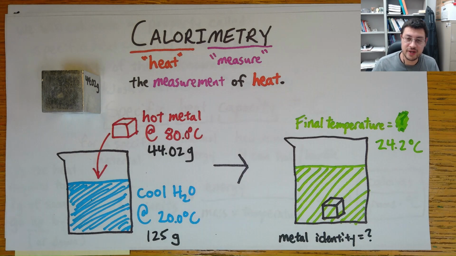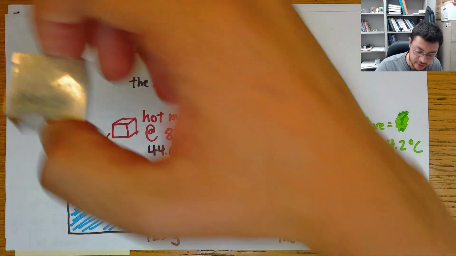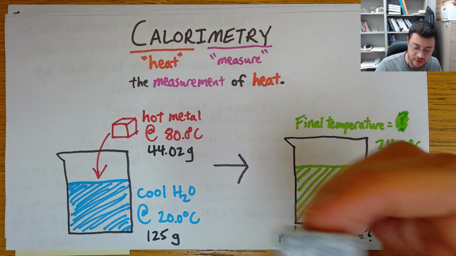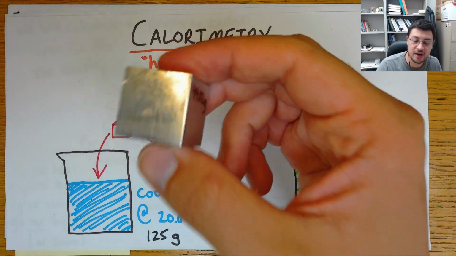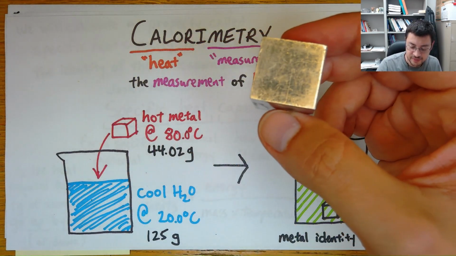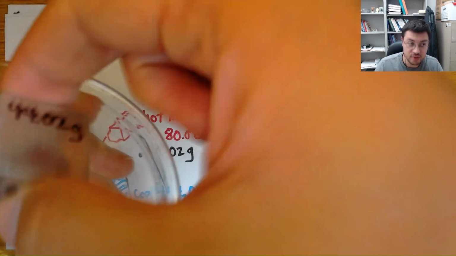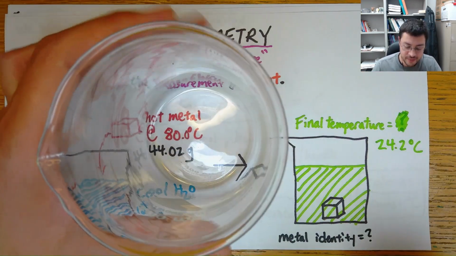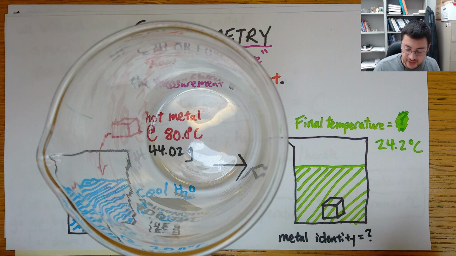Welcome. So our video today is calorimetry, which is the measurement of heat. What we're going to work through in our problem today, we're going to pretend I heated this block up to 80 Celsius and I dropped it into a beaker filled with water. And we're going to figure out how much heat is released by this metal block.